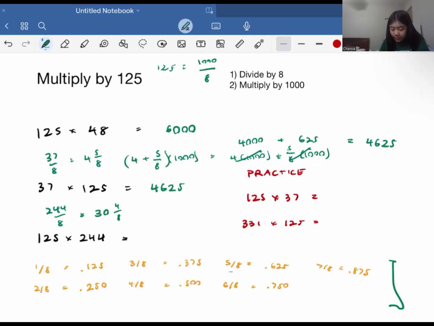Let's do the same process that we did in the last problem. So let's multiply this by 1,000. So 30 plus 4/8 times 1,000 is just going to be 30 times 1,000 plus 4/8 times 1,000.